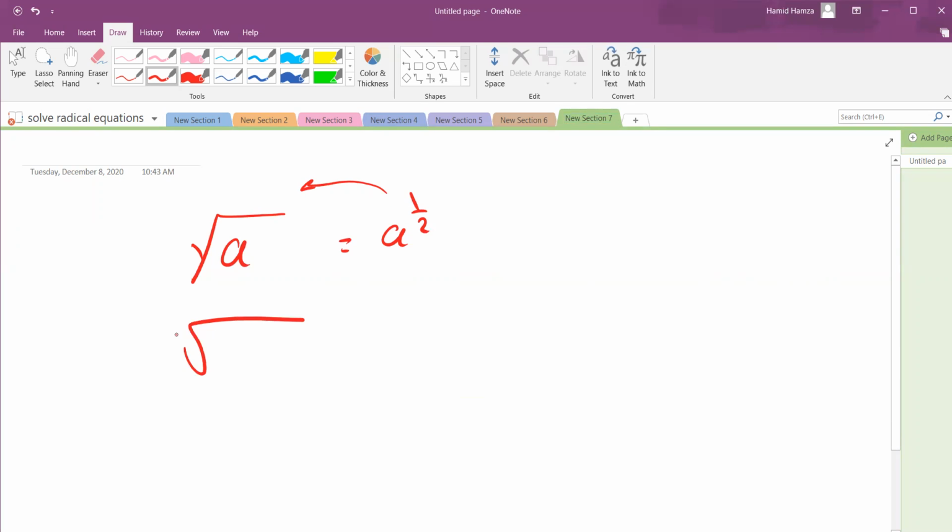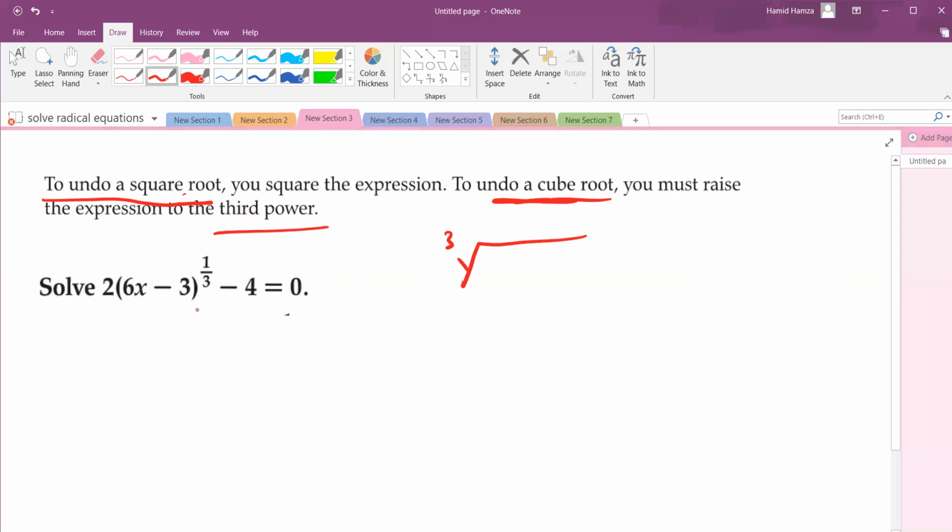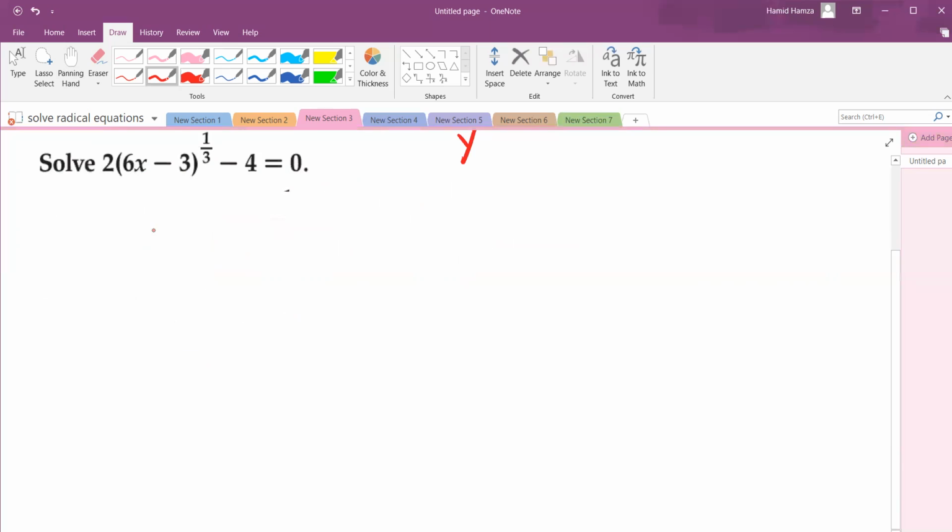If it's a cube root like this, we divide the power of the expression inside by the index. So it will be a raised to power 1 over 3. 1 over 3 means cube root. That means I can rewrite this equation like this: 2 cube root of 6x minus 3, minus 4 equals 0.